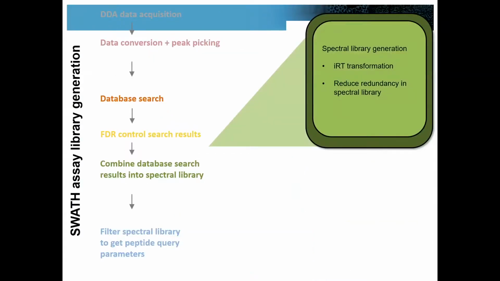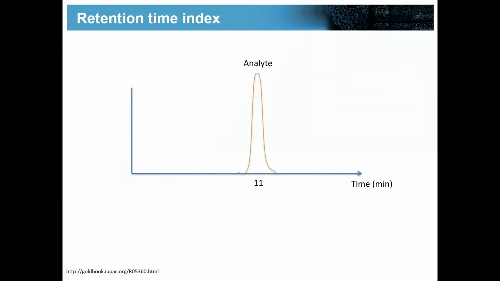Then we need to do some spectral library generation. So we have our DDA search results, and there are two things happening at this stage. One is retention time transformation into a normalized space. And the second thing is that we need to do this reduction of redundancy in the spectral library, right? So let's look at retention time first.